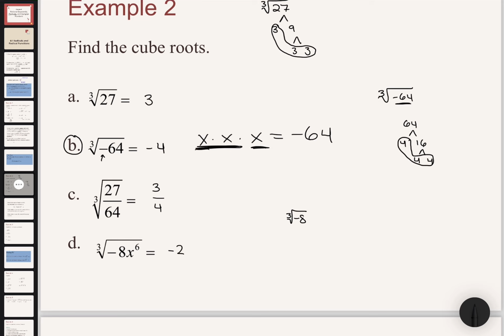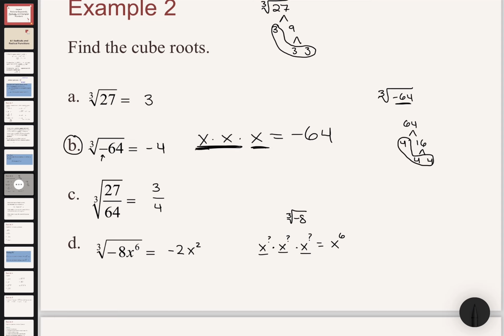And then with this x to the 6th, how can I separate that as x to the something times x to the something times x to the something equals x to the 6th? Well, I know if I'm multiplying everything with the same base, I would need to add these exponents. So another way to think about that is 3 times what number equals 6, 2. So we're looking at -2x squared. Those would be our cube roots over there.